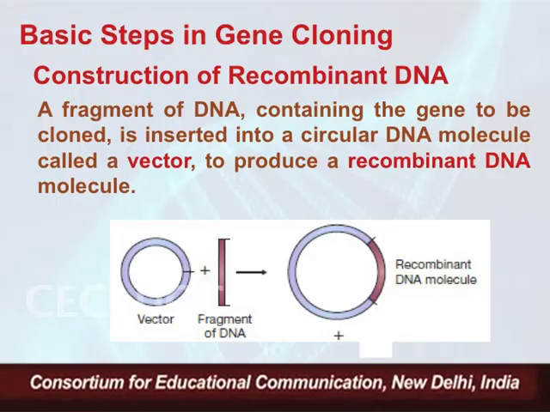Just to review the basic steps in gene cloning. We talked about the construction of recombinant DNA. The recombinant DNA is a molecule in which a fragment of DNA containing the gene to be cloned is inserted into a circular DNA molecule, which is called a vector. That produces a recombinant DNA molecule. As you can see, we have a vector and a fragment of DNA which contains a gene of interest, and when they are combined together, they form a recombinant DNA molecule.